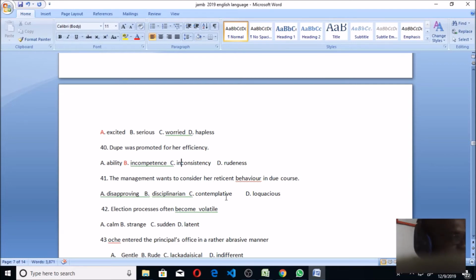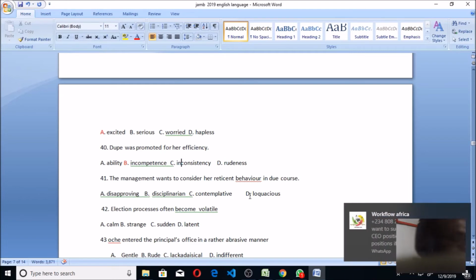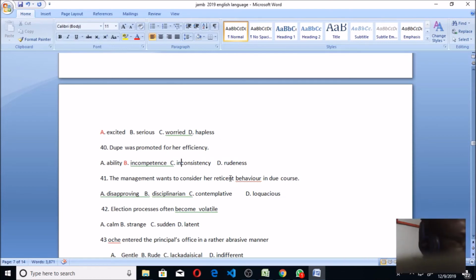Now we'll look at contemplative. Contemplative, it means showing or involving deep thoughts or meditation. Whereas the loquacious simply means tending to talk a great deal. So if you're showing by talking, that means you're loquacious. So reticent is when you're not revealing something, whereas loquacious is when you're showing it, when you're talking so much. So you can see that D is the correct answer to these.